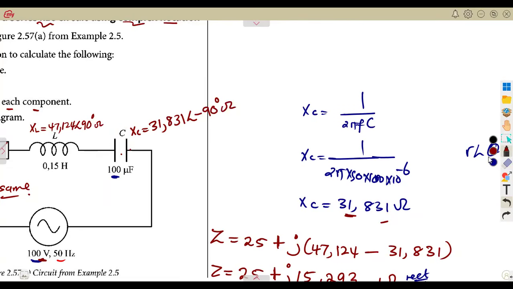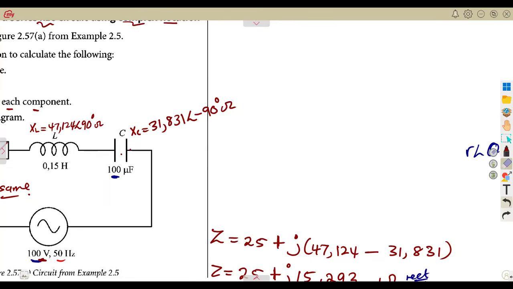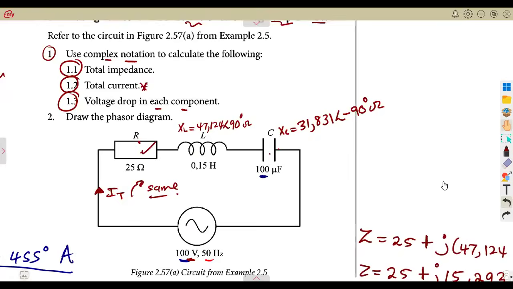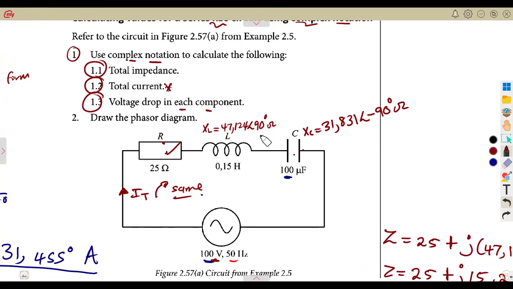So this is how our angles are going to be. Inductive is plus 90, capacitive is minus 90. The resistance, like I said, is in phase with the voltage, so it will be at 0 degrees. It will be 25 at an angle of 0 degrees because VR is in phase.